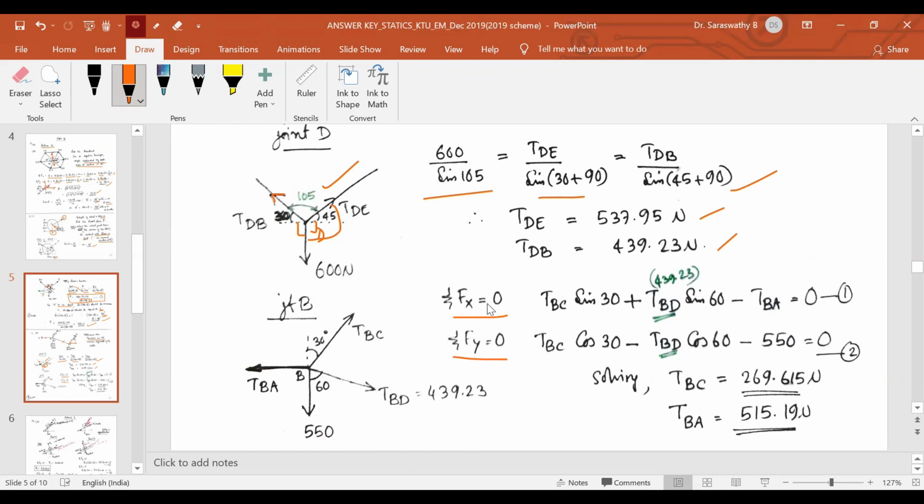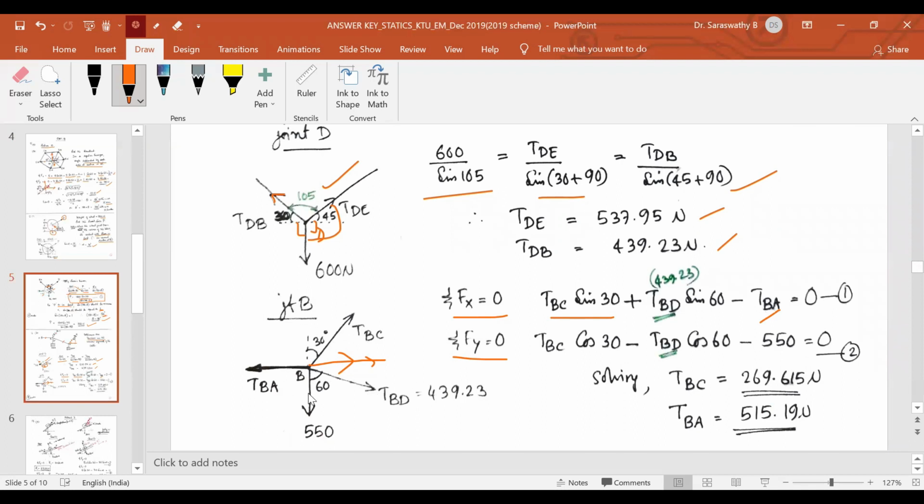Consider Fx equal to 0. Resolving, TBA is negative, so minus TBA. For TBC, if you resolve it, the angle with vertical is 30, so this component is going to be cos 30 and this component will be sin 30. So TBC sin 30 is positive. Here for TBD, the angle with vertical is 60, so this component will be TBD sin 60. TBC sin 30 plus TBD sin 60 minus TBA is equal to 0. Of this, the TBD value is known to us.